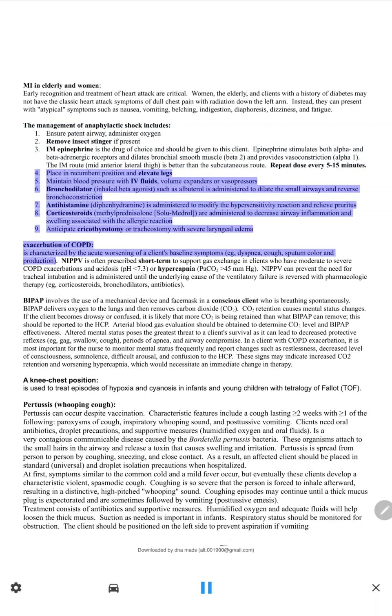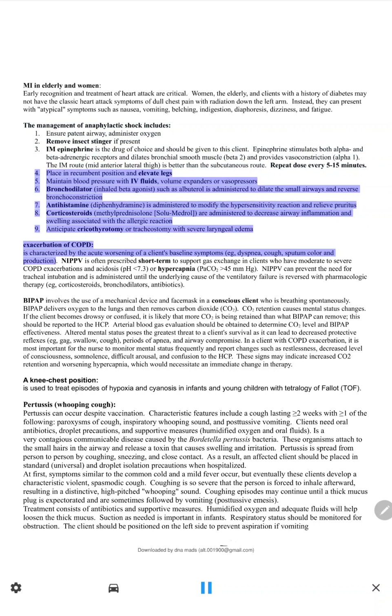6. Bronchodilator: an inhaled beta agonist such as albuterol is administered to dilate the small airways and reverse bronchoconstriction. 7. Antihistamine: diphenhydramine is administered to modify the hypersensitivity reaction and relieve pruritus. 8. Corticosteroids: methylprednisolone is administered to decrease airway inflammation and swelling associated with the allergic reaction. 9. Anticipate cricothyrotomy or tracheostomy with severe laryngeal edema.